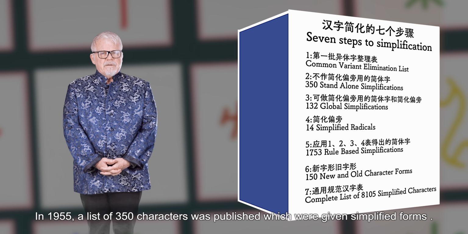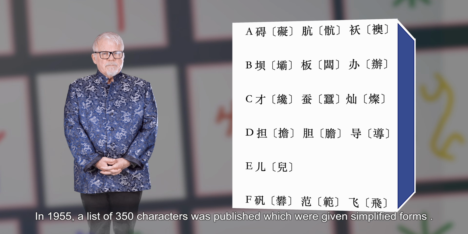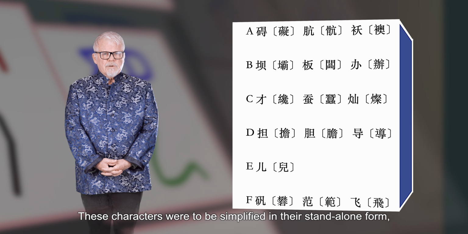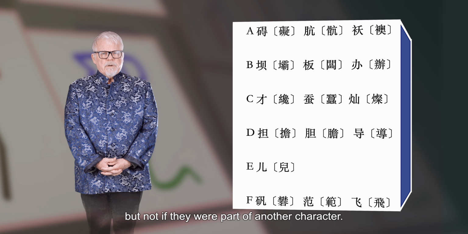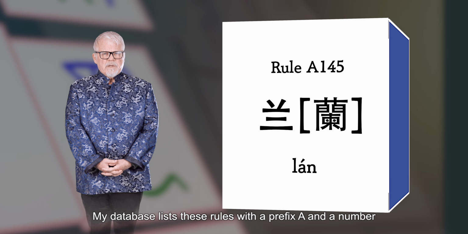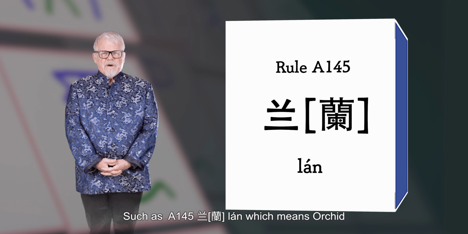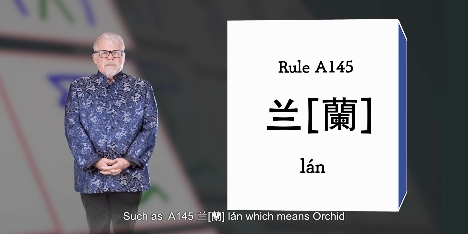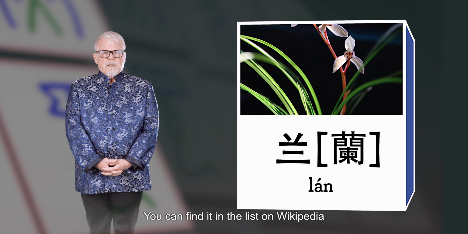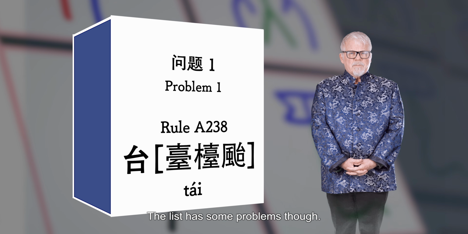In 1955, a list of 350 characters was published, which were given simplified forms. These characters were to be simplified in their standalone form, but not if they were part of another character. My database lists these rules with a prefix A and a number, such as A145, Lan, which means that orchid you can find in the list on Wikipedia. The list has some problems, though.